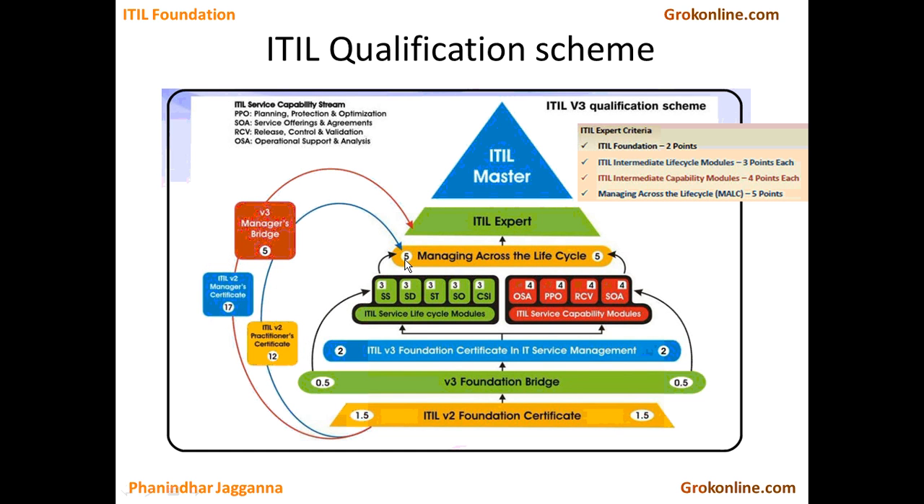ITIL foundation has 2 points. ITIL intermediate life cycle model exams each have 3 credit points, and ITIL intermediate capability modules each have 4 credit points. And managing across the life cycle has 5 points.